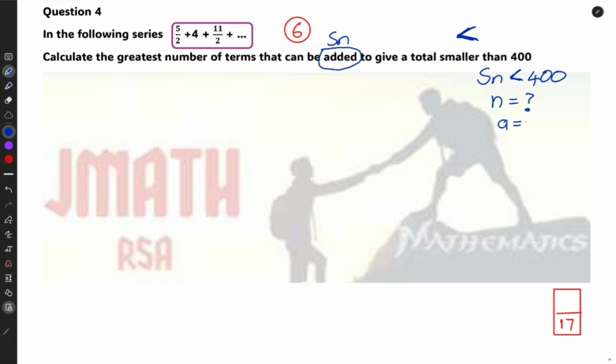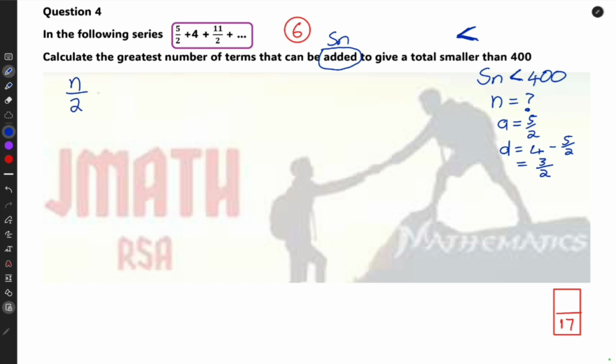A is just 5 over 2, and then d would be 4 minus 5 over 2, which is actually 3 over 2. Okay, so now I can see there are 3 dots, but there's nothing on the other side of the dots, so it's definitely not a Tn formula. So I can straight away go and sub in the Sn formula. But I am going to leave the 400 on the right-hand side. So normally we put the Sn value on the left. Just because it's inequalities, I'm going to leave it on the right. So I'm going to start with my formula. I don't know what n is.